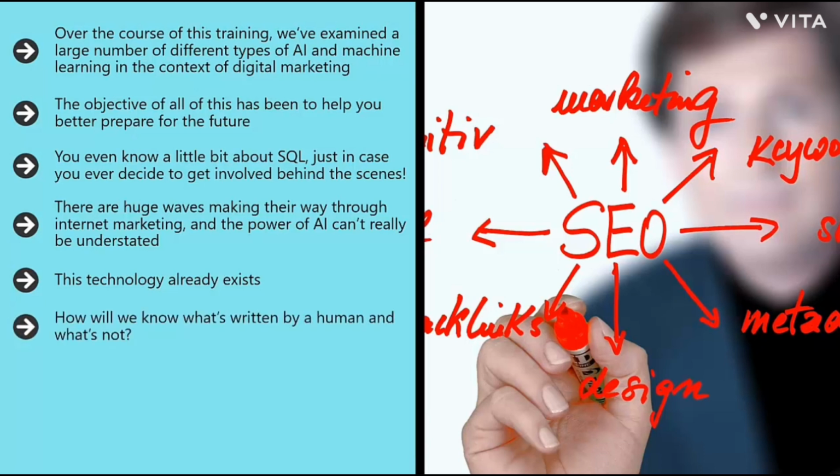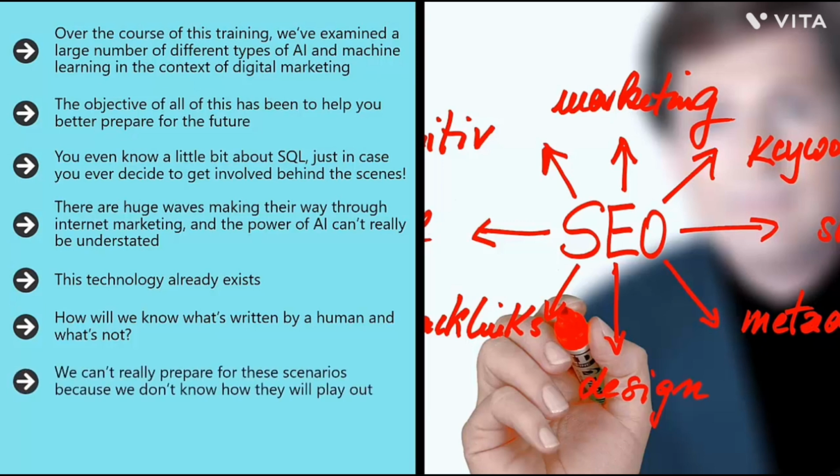How will we know what's written by a human and what's not? What about when AI can create realistic-looking images? We've already seen the power of deep fakes. How will we know what's real and what's not? We can't really prepare for these scenarios because we don't know how they will play out. So for now, it is best to focus on what we do know.